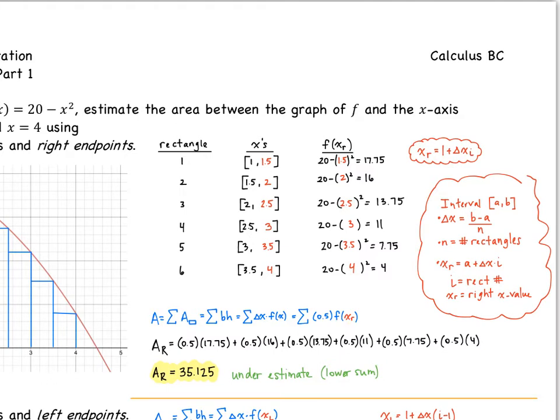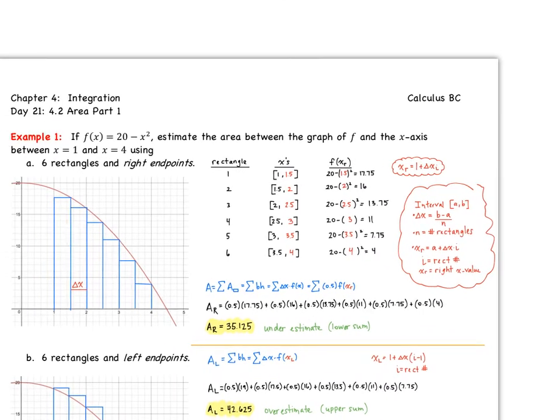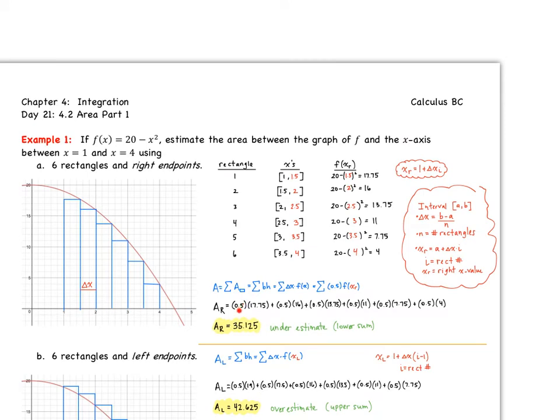And now we're just going to plug in using the fact that a rectangle's area is base times height. That first rectangle, our base is 0.5. The height that we found in our table is 17.75. Our next rectangle, rectangle 2, our base is 0.5 again. Height is 16. Third rectangle, 0.5, height is 13.75, so on and so forth. When we add up all these areas, we would get the total area of the right endpoints is 35.125.